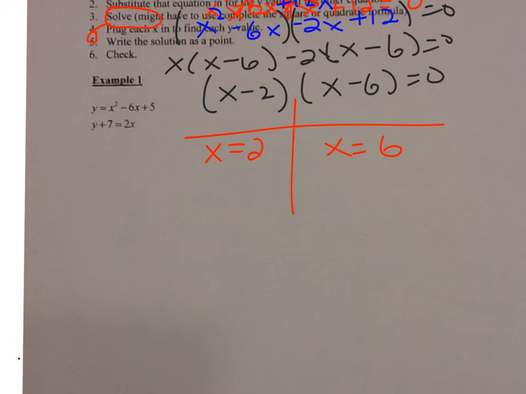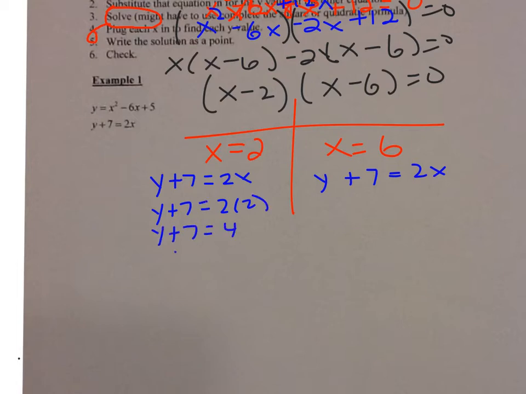Okay, so after we get our x values, we want to get our y values. You're going to take each x value and plug it into one of the equations to find the y value. So I'm going to plug it into the linear because the linear equations are usually easiest. You have to do this for each x value. So it's y plus 7 equals 2 times 2. That's my x value, 2. So y plus 7 equals 4, so minus 7, y is equal to negative 3.